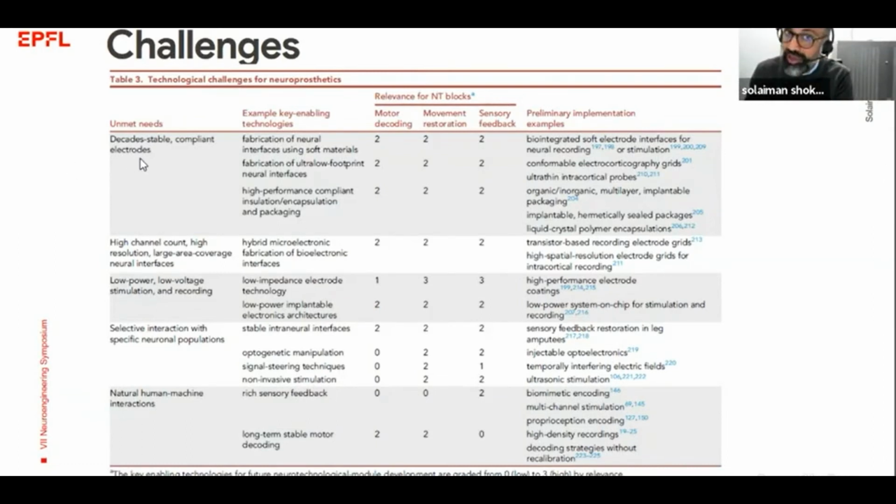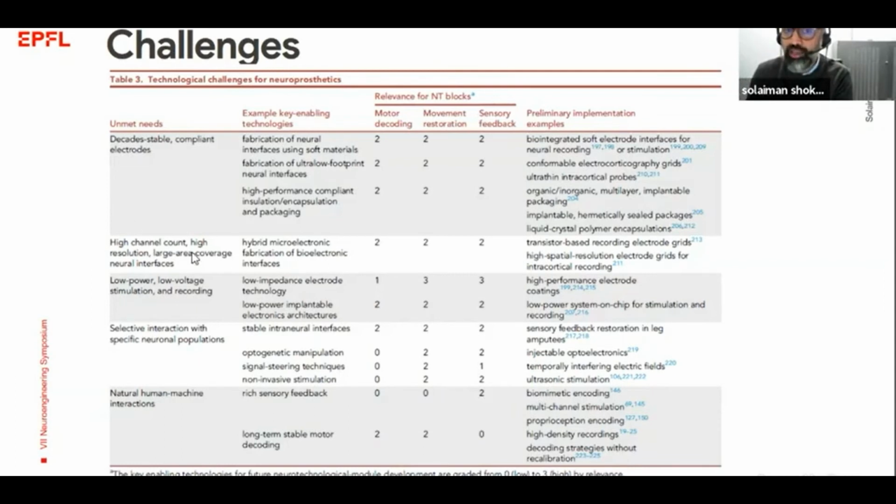We need compliant and stable electrodes, so electrodes that could be implanted in the brain or in the nerves for a very long time. For that, we need fabrication of soft interfaces, for example electrodes that are not hard but soft. That is exactly what Neuralink is trying to do, and some of my colleagues at EPFL are also doing. We also need fabrication of ultra low footprint neurointerfaces, which could be implanted in the brain without a connection to the outside, implanted under the skin.